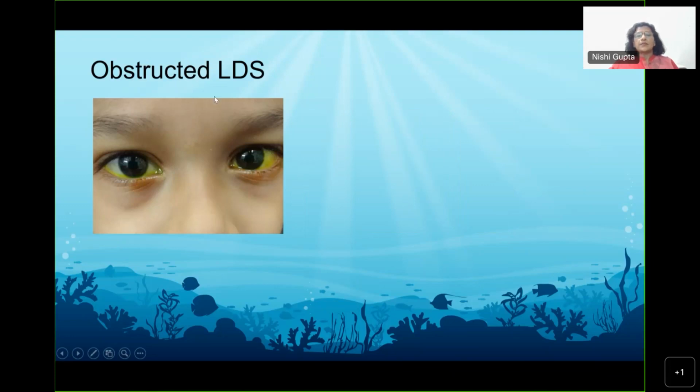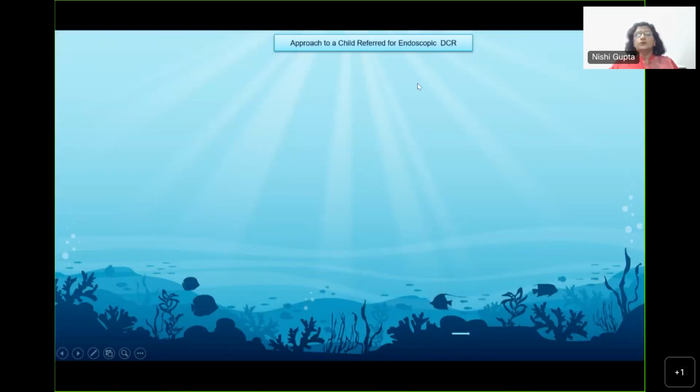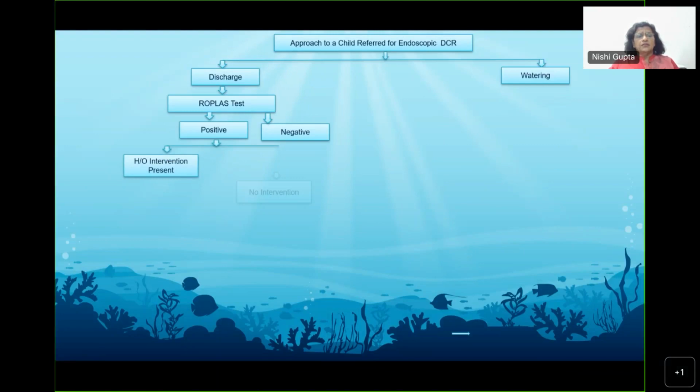Now, how do we approach a child referred for endoscopic DCR? If a child comes with thick purulent discharge, we do not go straightaway for endoscopic DCR. There is a process. We look for the discharge or watering. If there is discharge, whether it is regurgitation on pressure over sac positive, then we ask for history of intervention. If there is history of intervention, was it a conventional or blind probing? Because generally the treatment of choice in congenital nasolacrimal duct obstruction is probing, and it is a blind probing done by most of the surgeons across the globe.